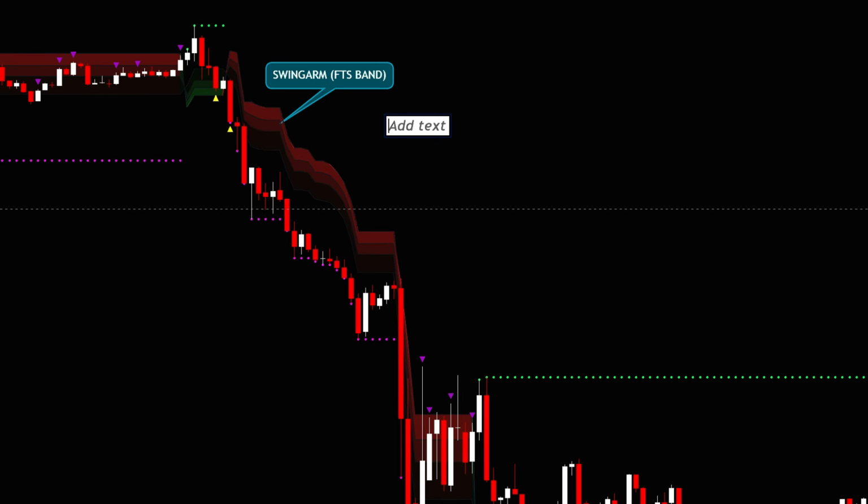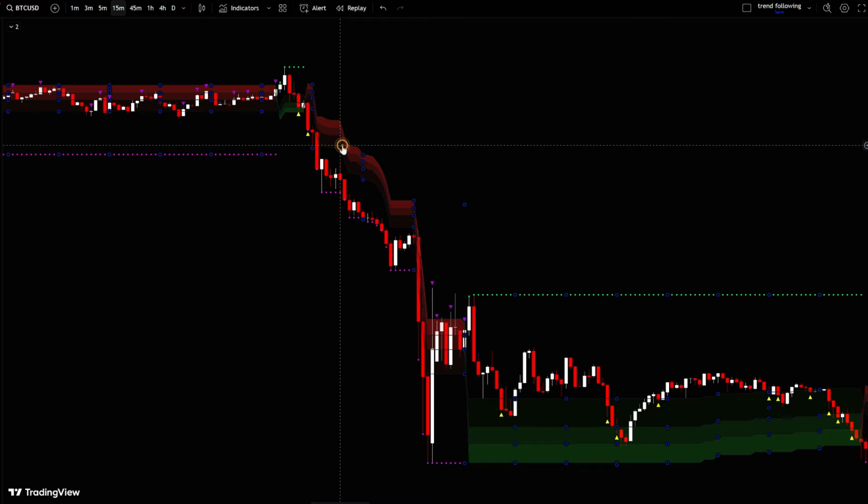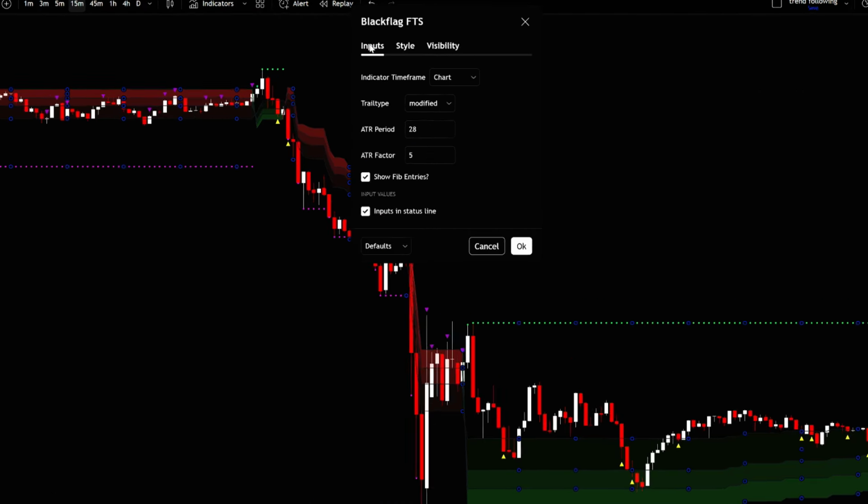And here's the kicker. The next section will show how these zones start revealing their potential, but I can't fully explain that yet, so keep watching. Before we jump into trades, we need to optimize this indicator.